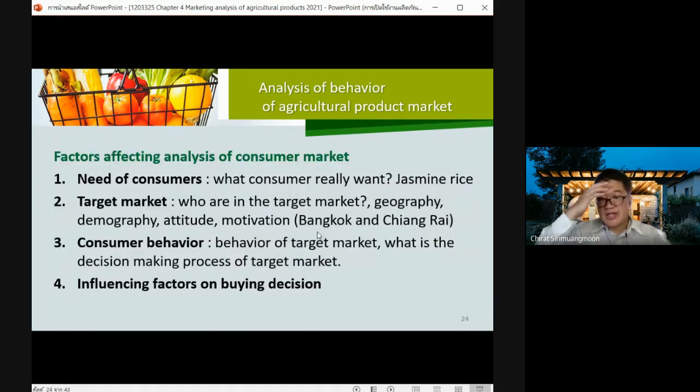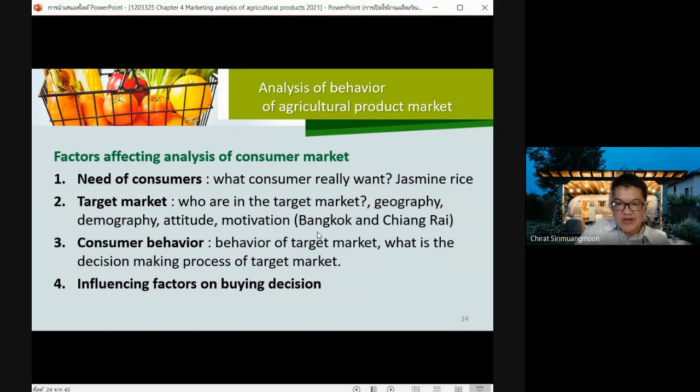Okay. Then, what are the factors affecting analysis of the consumer's market? So for now, we will focus more on analysis of behaviors. So you need to know what is the factor that affects the customer's market, the market for ourselves, not just for the organization. First one, this is the need of the customer. So you should know what they really want.